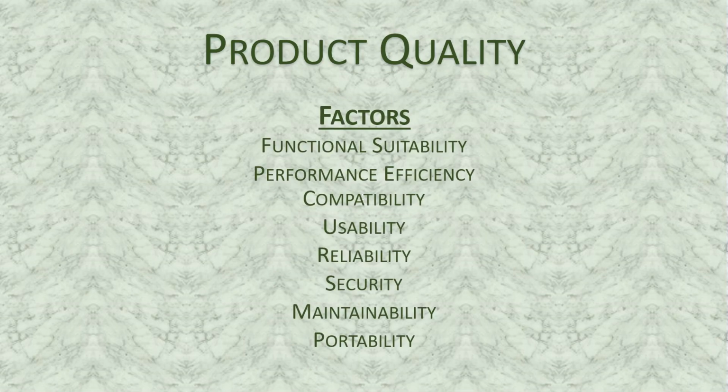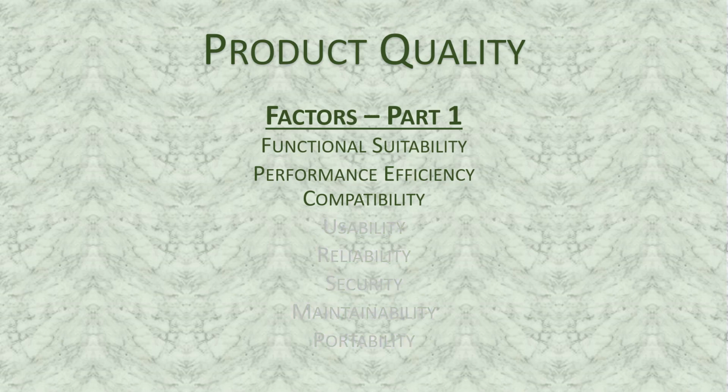Product quality is decomposed into 8 factors. The 8 factors are functional suitability, performance efficiency, compatibility, usability, reliability, security, maintainability, and portability. This video will look at functional suitability, performance efficiency, and compatibility in detail. We'll look at the remaining product quality factors in future videos.